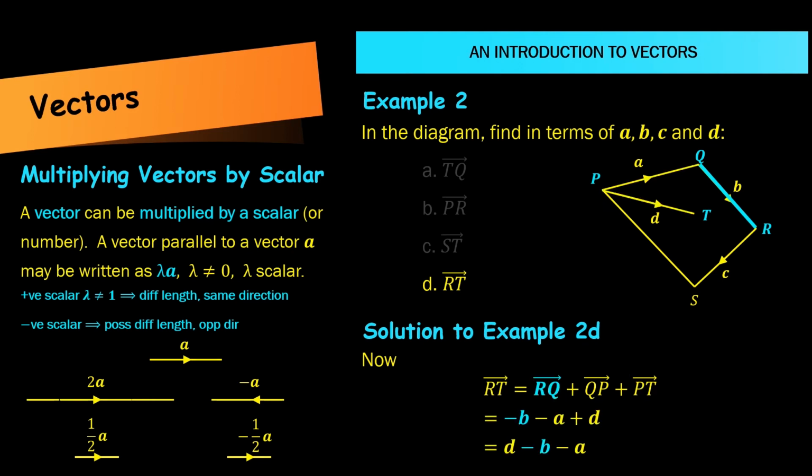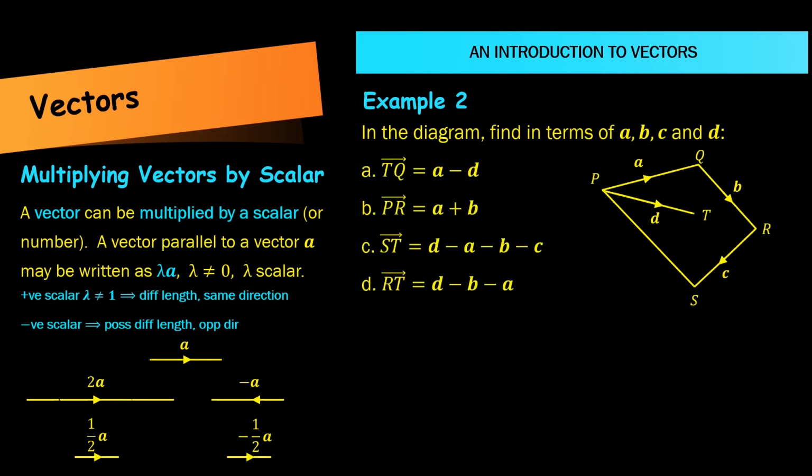RQ is equal to minus b, QP is equal to minus a, and PT is equal to d. So our resultant vector is d minus b minus a, denoting the journey RT. And here's a summary of our results.